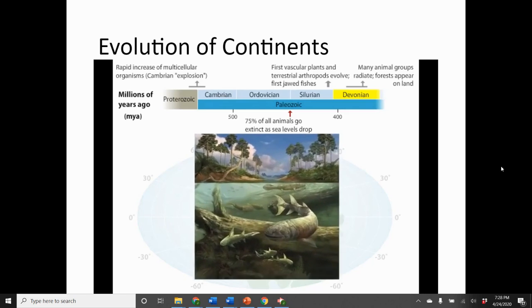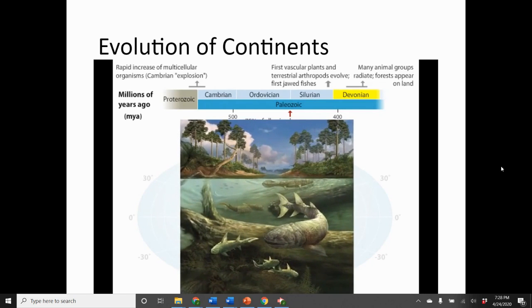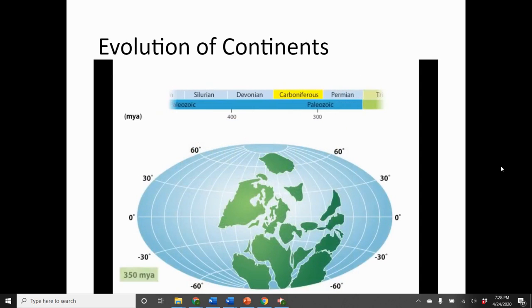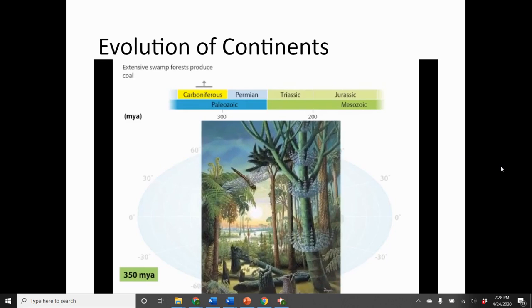Fish diversified and some became formidable predators. Tall trees with fern-like leaves dominated newly appearing forests. The end of the Devonian is marked by a massive extinction of about 75% of all marine species. In the Carboniferous period, about 350 million years ago, extensive swamp forests grew on the tropical continents.